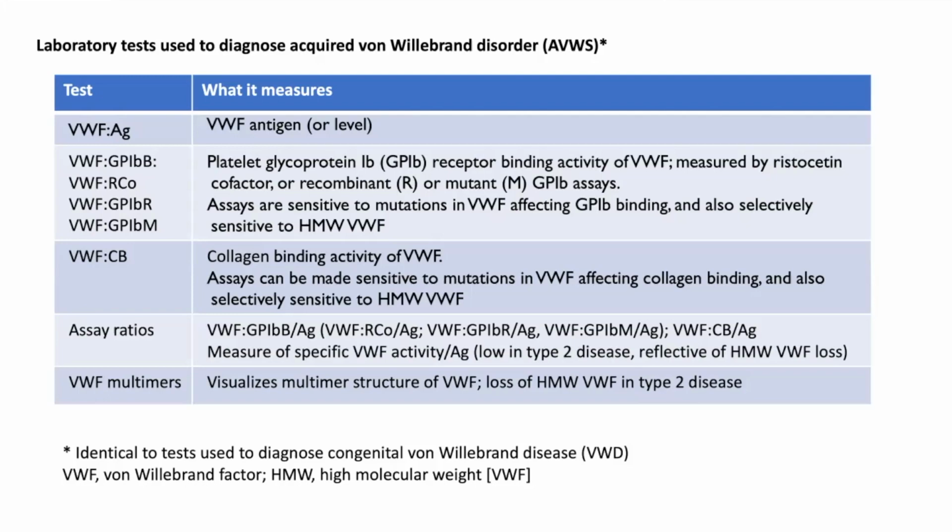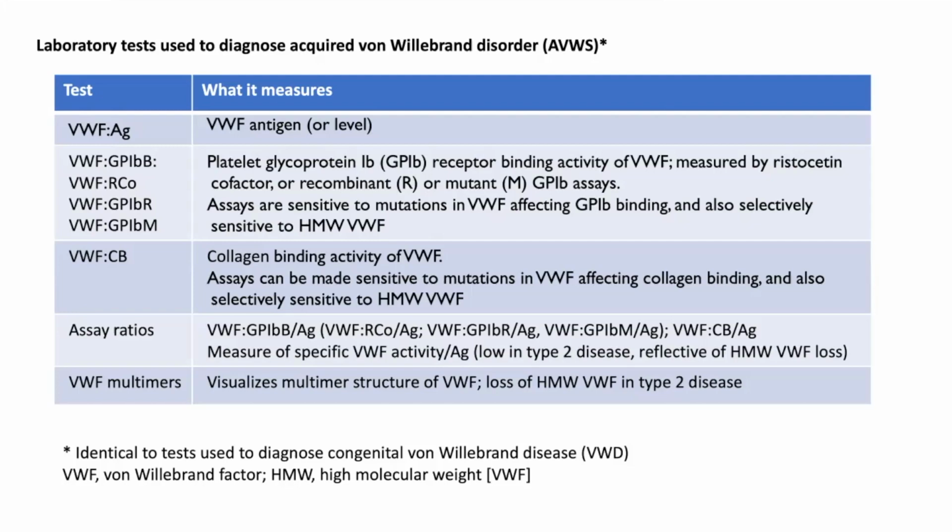And that's still used by quite a large number of laboratories. But increasingly now, laboratories are turning to more modern alternatives for the glycoprotein 1B binding assays, which include the glycoprotein 1B R assay. The R stands for recombinant glycoprotein 1B. Or glycoprotein 1B M assays, and the M stands for mutated glycoprotein 1B. So these assays are newer assays, but essentially all three of those assays interrogate the binding of von Willebrand factor to glycoprotein 1B, and they're largely interchangeable.